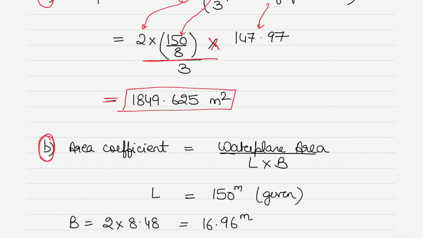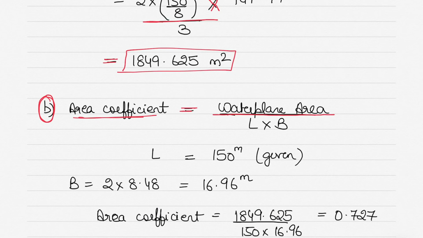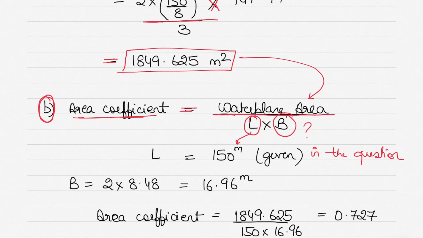Then you have the area coefficient. What is the area coefficient? Area coefficient is the water plane area divided by a rectangular space having very similar length and breadth. So you have the water plane area, of course, from above. The length of the vessel is given to you as 150 meters. This is given in the question. It's 150 meters, right? And how do you get the breadth?